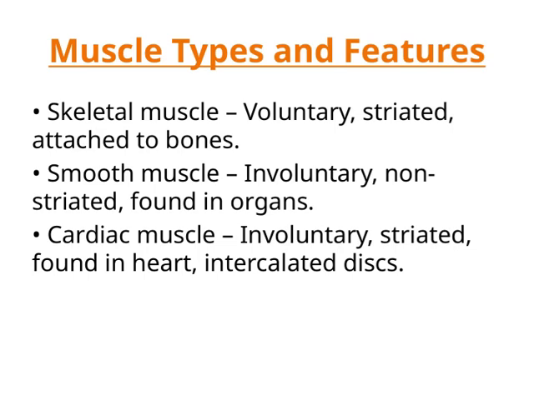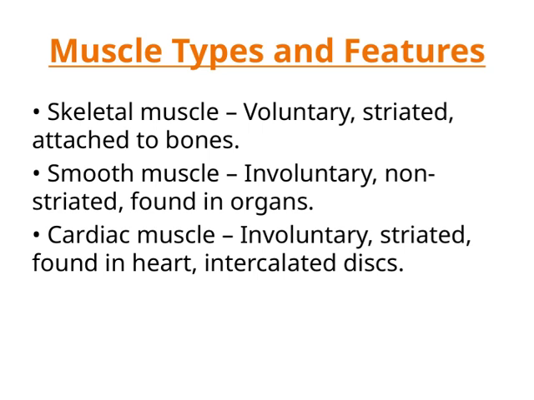Let's take a closer look at the different types of muscle tissue and their unique features. Skeletal muscle is voluntary, which means we control it consciously. It's also striated, giving it that striped appearance under the microscope, and it's attached to our bones, enabling movement.